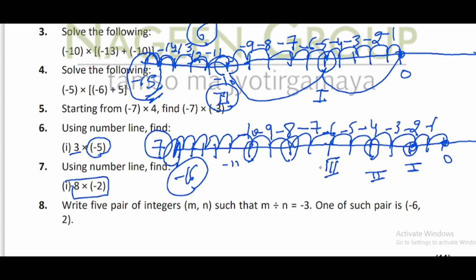Minus 8 multiplied by minus 2. First we start with 0. Then two steps to the left, that is 1 and 2, shows minus 2 into 1. Then we go two steps to the left, that is 1 and 2, that shows minus 2 into 2. Then same as minus 2 into 3. Then minus 2 into 4, minus 2 into 5, minus 2 into 6, minus 2 into 7, and minus 2 into 8, that is minus 16.